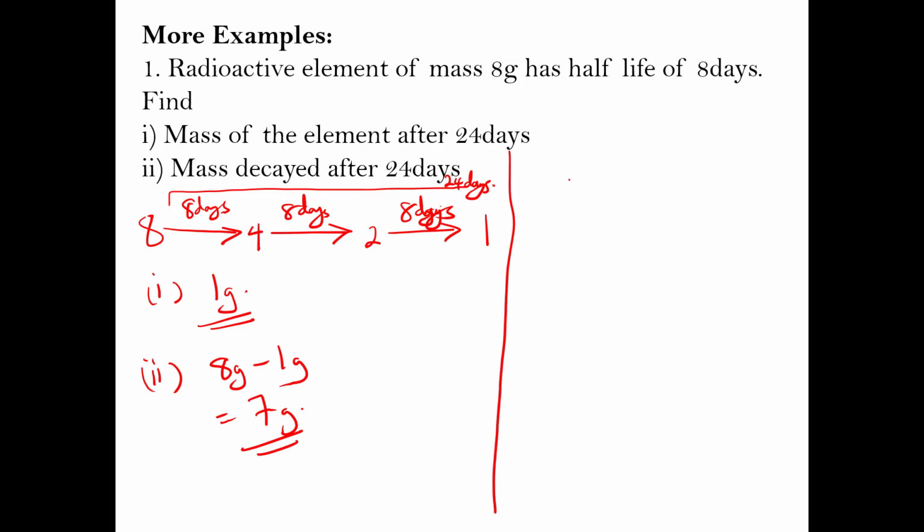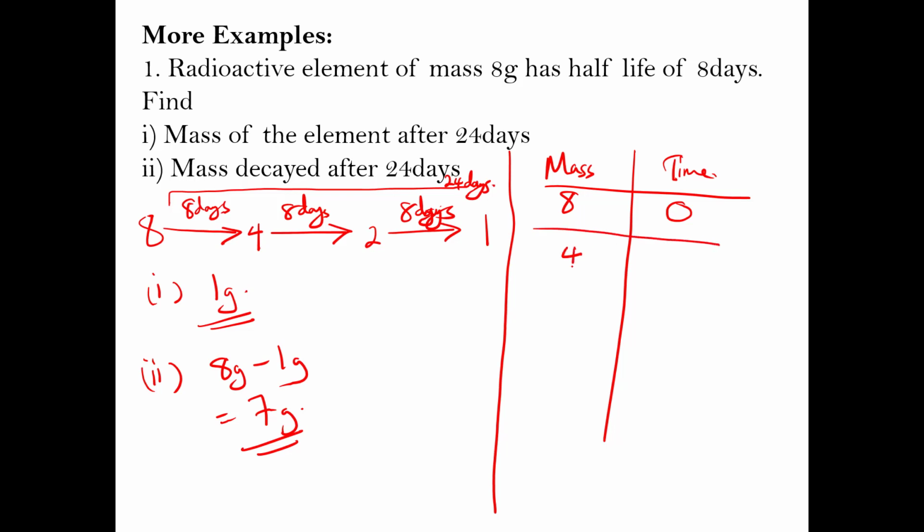Alternatively, using a table, you can do this. You can have that we have our mass, we have our time. And originally, if the time is 0 days, our mass is 8 grams. So 8 divided by 2, you get 4. And the time that has gone here is 8 days. Half-life. So plus 8. Then after another half-life, that is 4 divided by 2, you get 2. The time here will be plus 8.